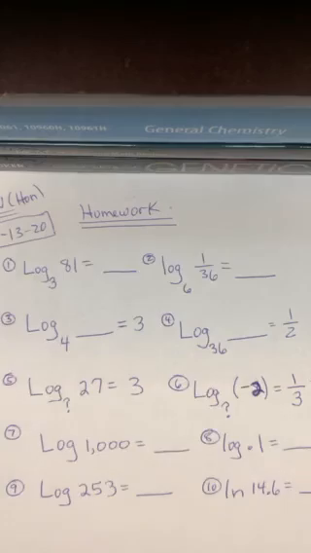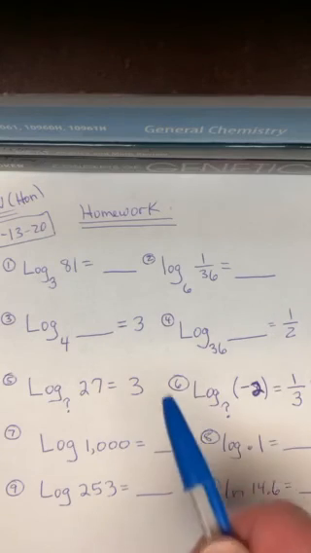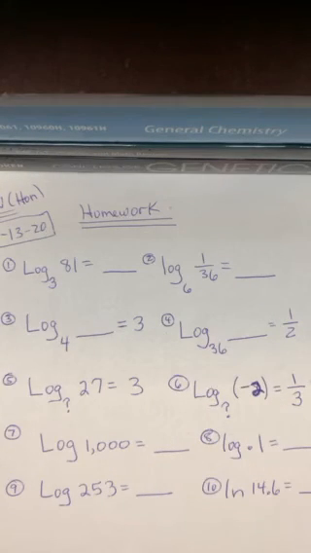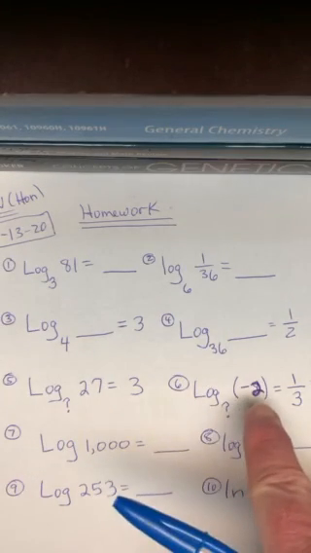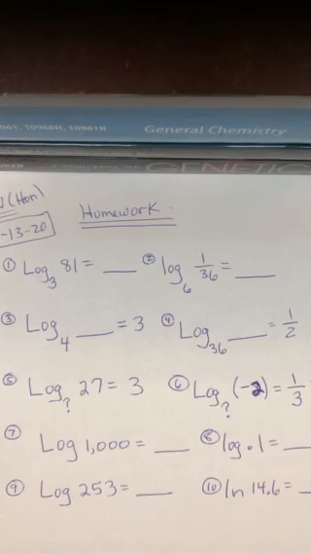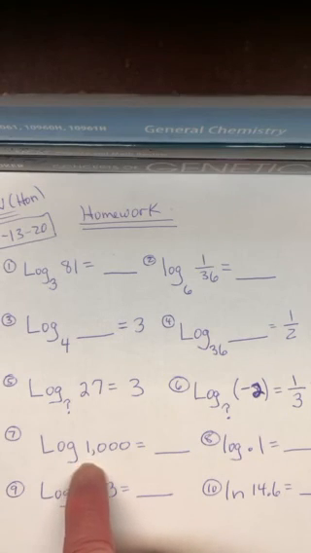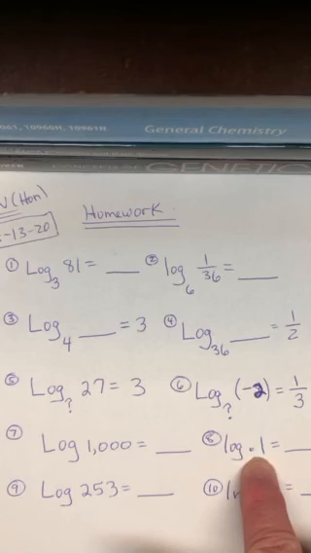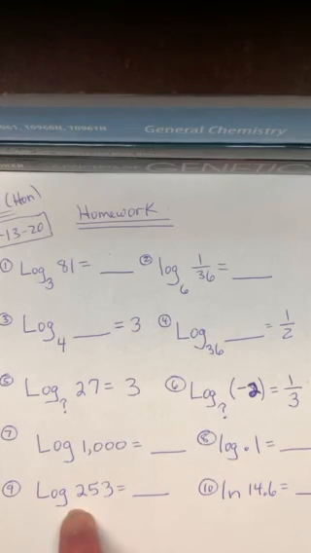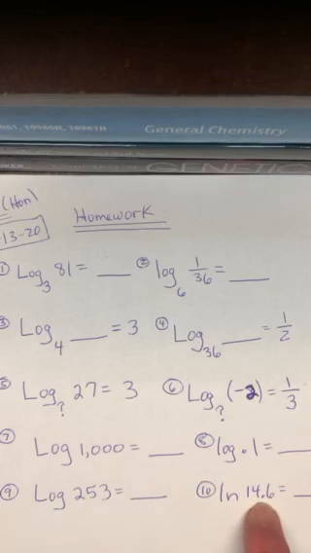We've got log 3 of 81, log 6 of 1/36, log 4 blank equals 3, log 36 blank equals a half, log question mark of 27 equals 3. Log question mark of negative 2 equals 1/3. That is possible. Log 1,000 equals blank. Notice there's no base there, so it's understood to be what? 10? What's the log of 0.1? What's the log of 253? And finally, the ln of 14.6. Obviously, those last two, you're just going to pull out your calculator and practice using that. And again, round those to the nearest 3 places.